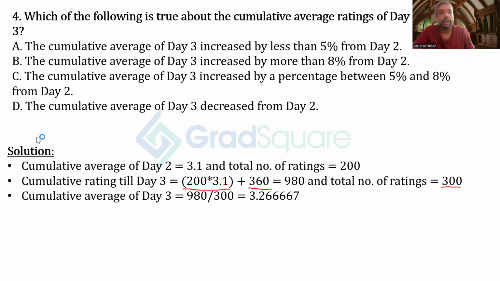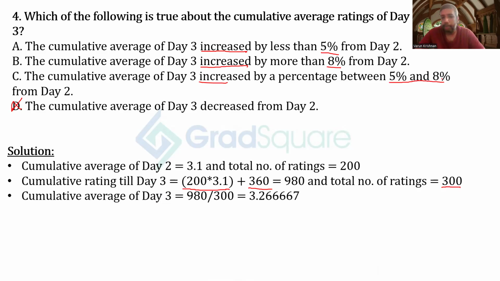So how much is the cumulative average of day 3 more than the cumulative average of day 2? That's what we have to find out. So D cannot be the answer. Cumulative average of day 3 decreased from day 2 is not true. So it has definitely increased. So one of the 3 options of increase will be the correct answer. We have to find out whether it is increased by less than 5%, by more than 8%, or between 5 to 8%.